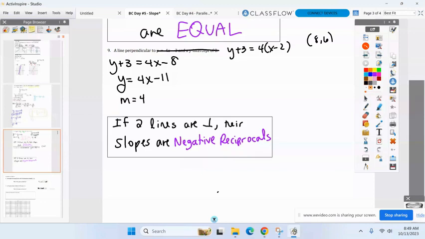What are you thinking about? What's in your mind right now? What's the slope of my new line now after I flipped it and changed the sign? It is negative 1/4. Negative 1/4. So that's going to be in my answer, negative 1/4. What am I still missing though?